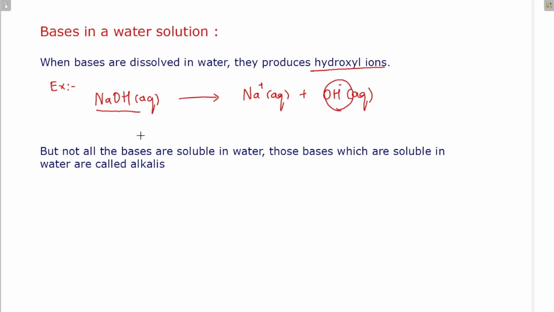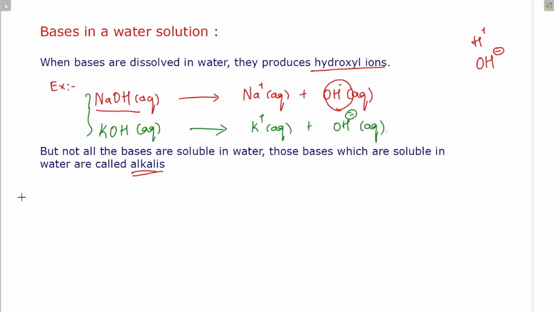The acidic property is due to the presence of H plus ions, and the basic property is due to the presence of OH minus ions. It is common to the bases which are soluble in water. But remember, all the bases are not soluble in water. Those bases which are soluble in water are called alkalis. One more example for an alkali is potassium hydroxide. The aqueous solution of potassium hydroxide will form potassium cations and hydroxyl anions. These two are alkalis because they are soluble in water to form hydroxyl ions.